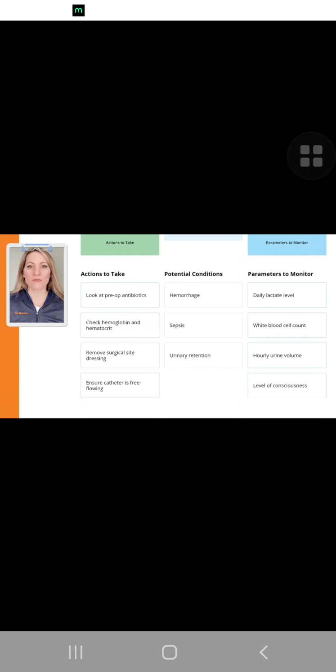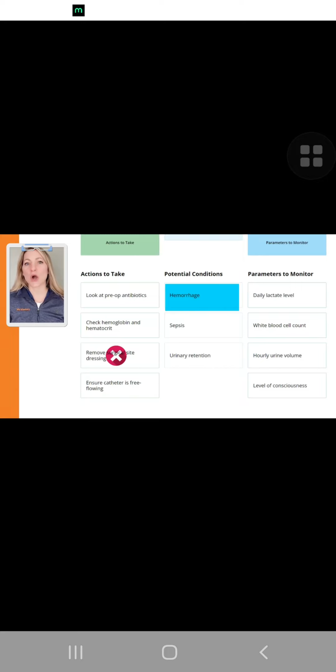For example, if you choose sepsis as the condition, you might have chosen to look at pre-op antibiotics and monitor white blood cells. But hemorrhage is the only option that has trending cues: low urine output, hypotension, and blood loss from surgery. Now let's look at the actions.